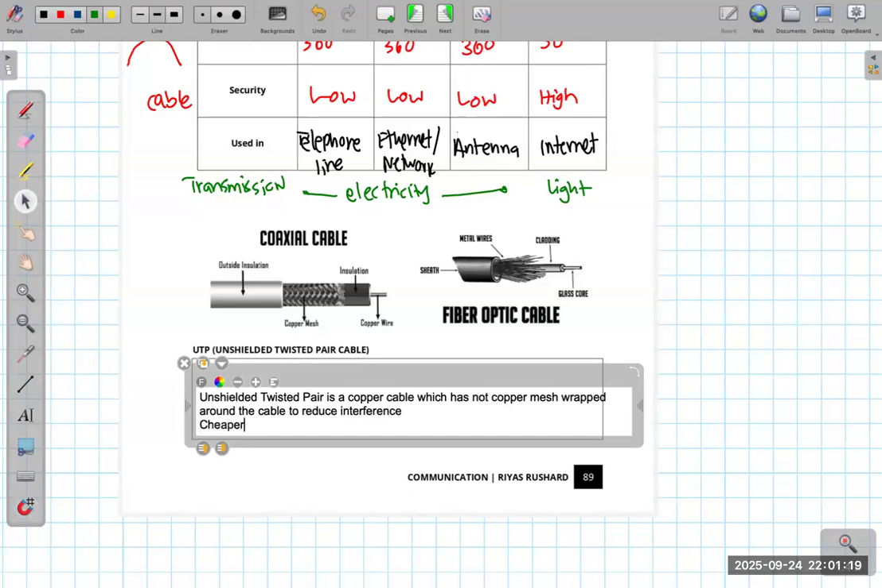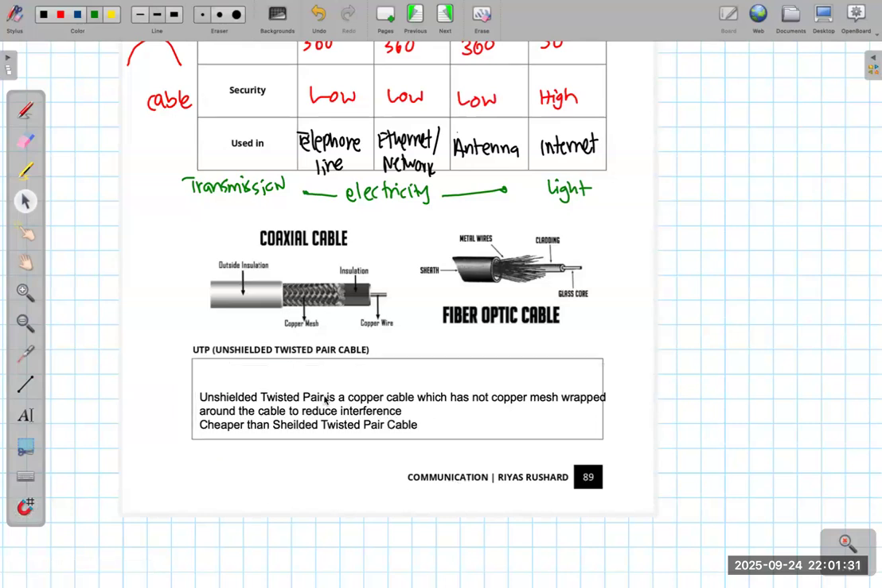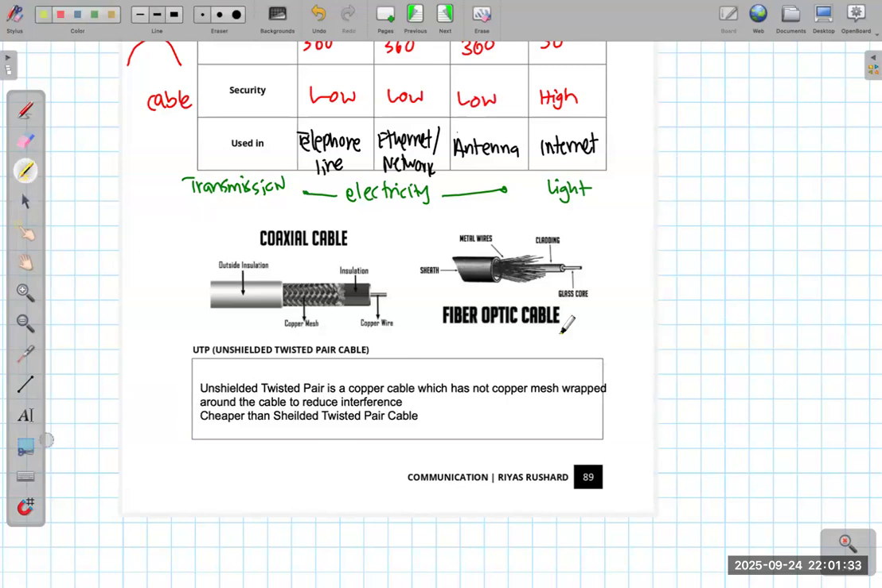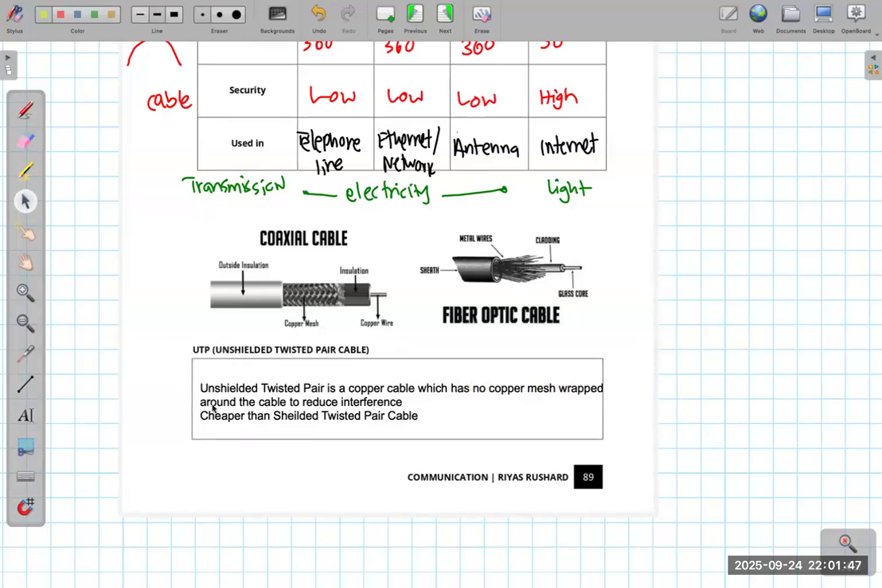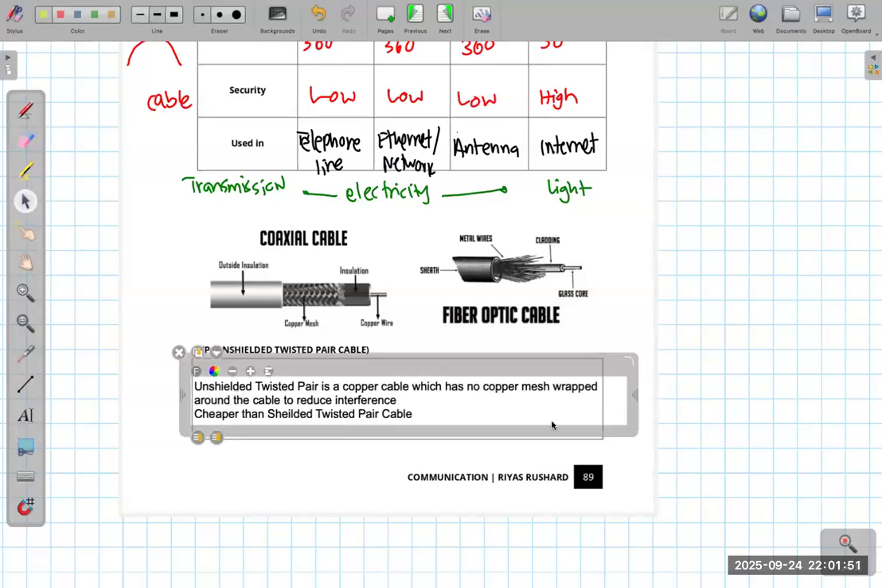Cheaper than shielded twisted pair cable. So the only thing in this unshielded twisted pair is that it is a copper cable which has no copper mesh wrapped around the cable to reduce the interference, and it is cheaper than shielded twisted pair cable.